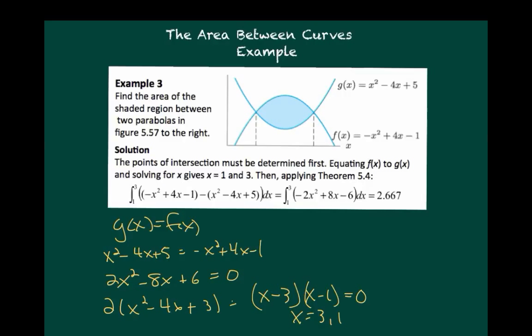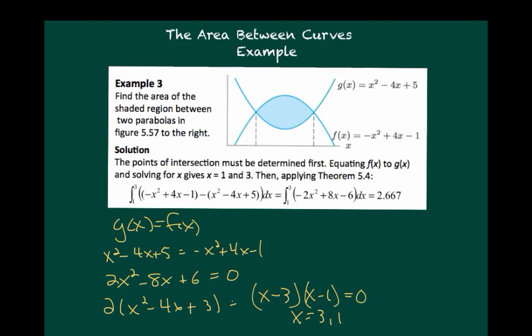Now, even though it looks like negative x squared would be smaller, in this case, negative x squared is above the positive g of x, so that once again, f of x is greater than g of x over the interval from 1 to 3. So my integral just becomes the integral from 1 to 3 of f of x minus g of x. They then simplify that, and in a little bit we'll learn how to do this by hand. It's not a terribly difficult one, but they've used a calculator and found that it's 2.667.